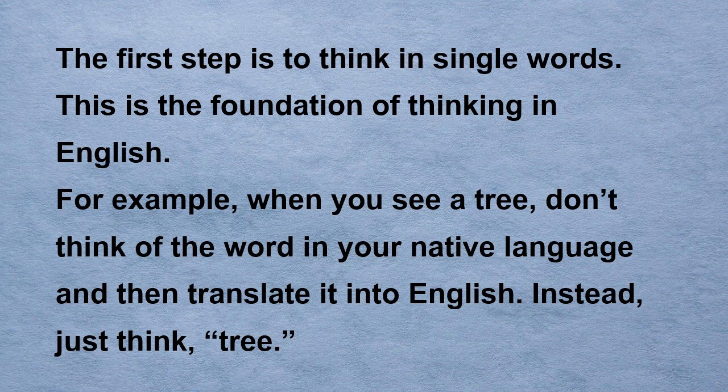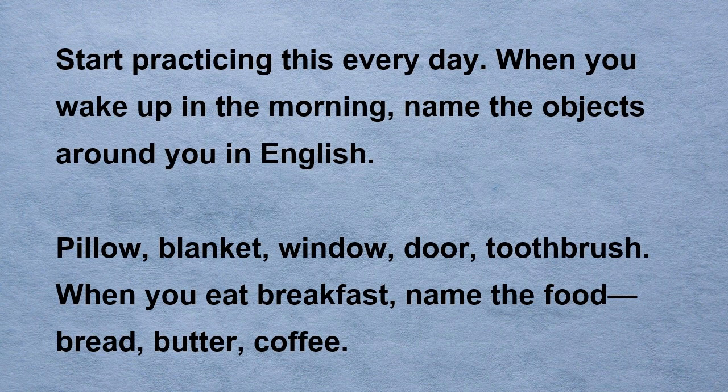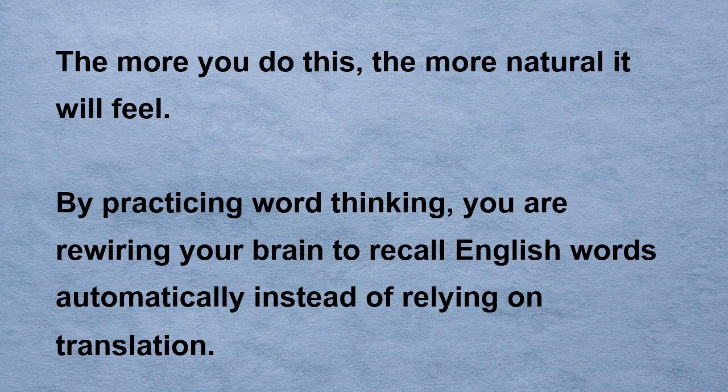Stage 1, word thinking. The first step is to think in single words. This is the foundation of thinking in English. For example, when you see a tree, don't think of the word in your native language and then translate it into English. Instead, just think, tree. Start practicing this every day. When you wake up in the morning, name the objects around you in English. Pillow, blanket, window, door, toothbrush. When you eat breakfast, name the food, bread, butter, coffee. The more you do this, the more natural it will feel. By practicing word thinking, you are rewiring your brain to recall English words automatically instead of relying on translation.